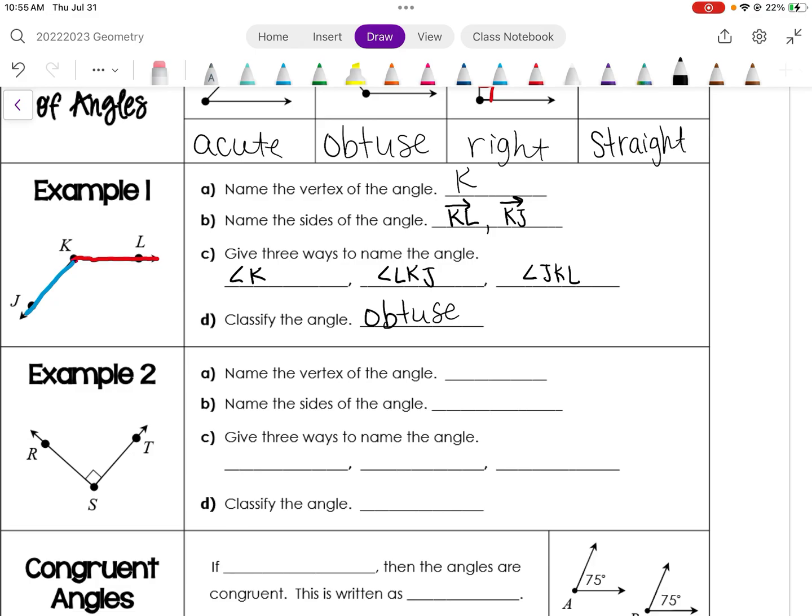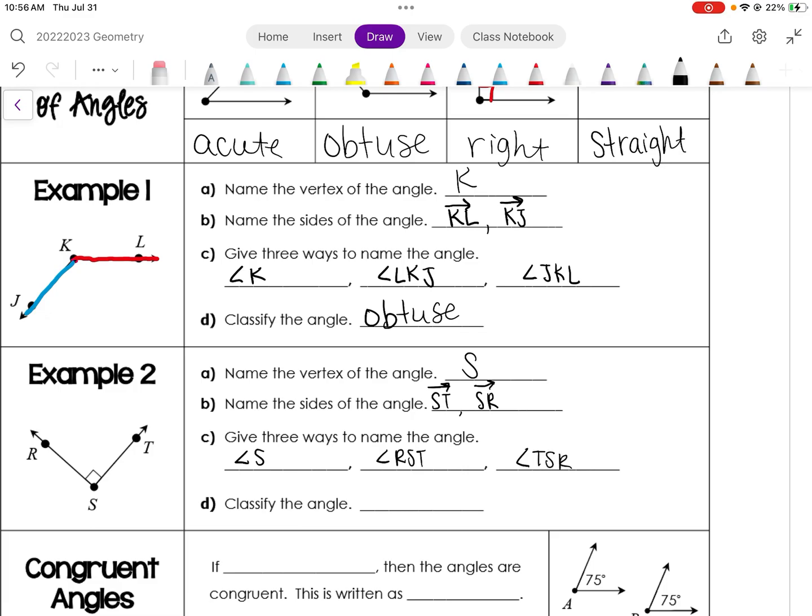All right, I want you to try example 2, pause, see if you can go through these. Hopefully you're able to do that. The vertex is S. The sides are ray ST and ray SR. 3 ways to name the angle. We can call it angle S, angle RST, or angle TSR.